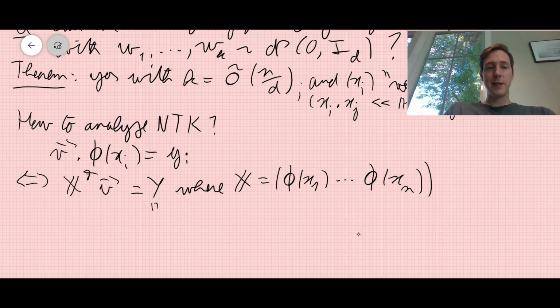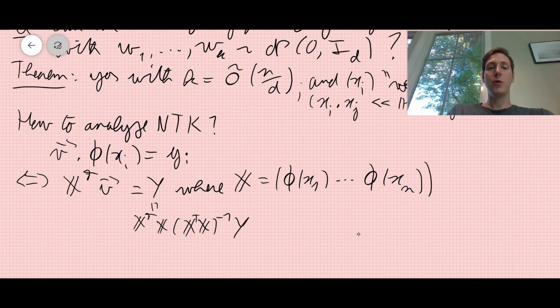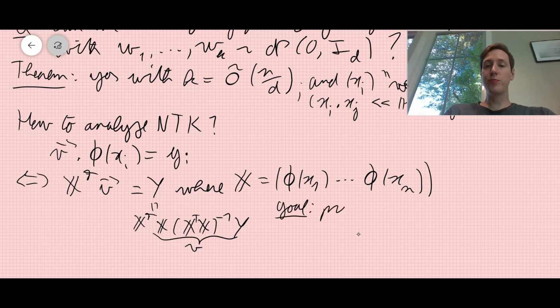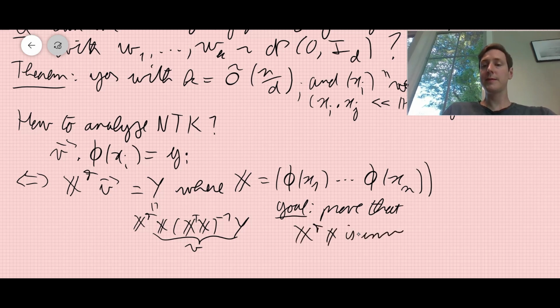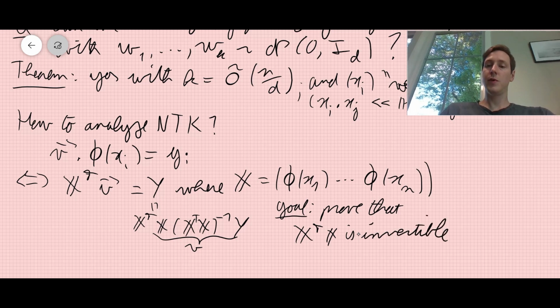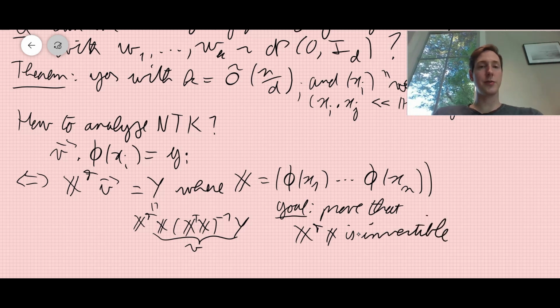Now let me rewrite this Y. I can just rewrite it as X transpose X times X transpose X inverse times Y. Okay, so if X transpose X is invertible, I can write it like this, and so this would be V. So the goal is just to prove that X transpose X is invertible. That's all we want to prove. Okay, so that we can do the linear regression, and so we can memorize in the NTK regime.